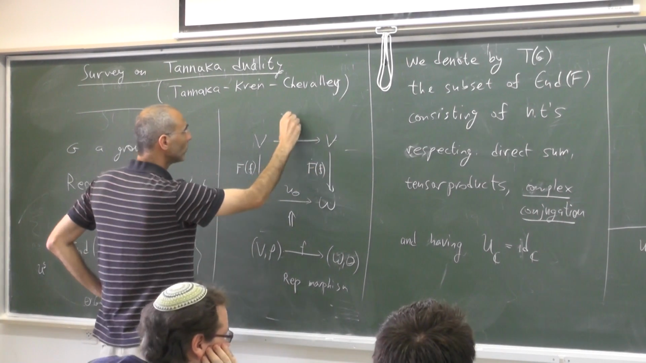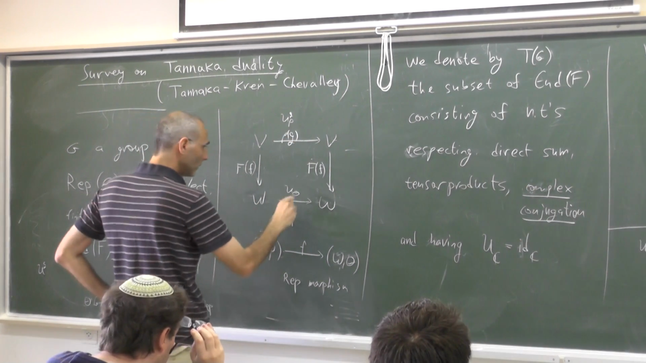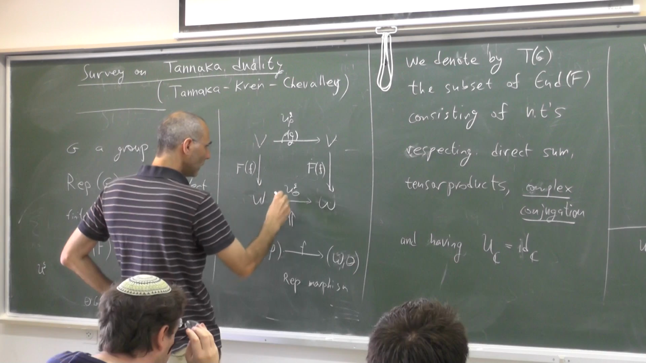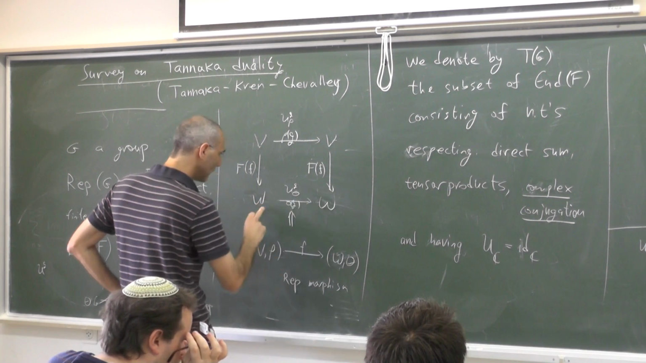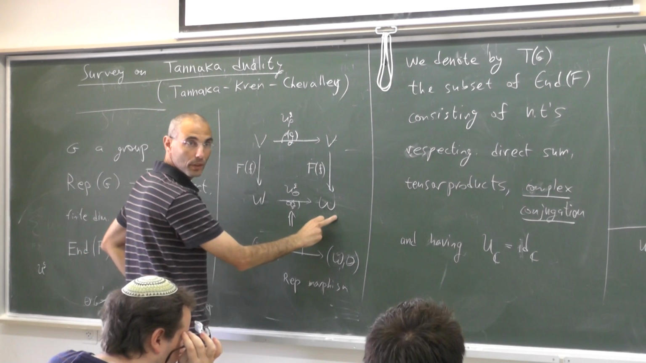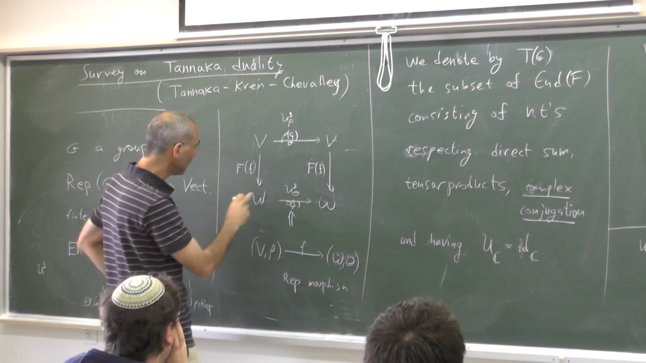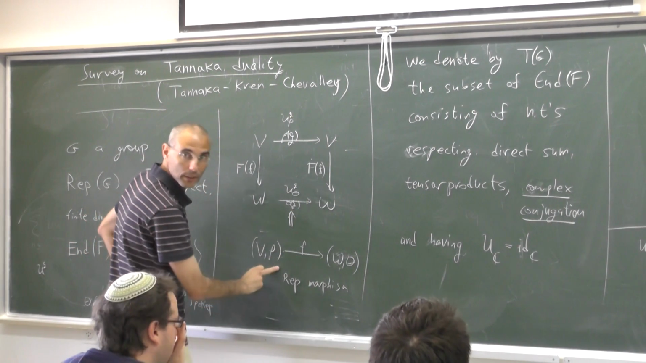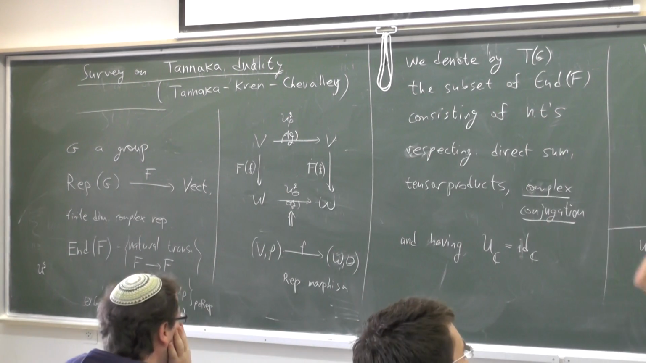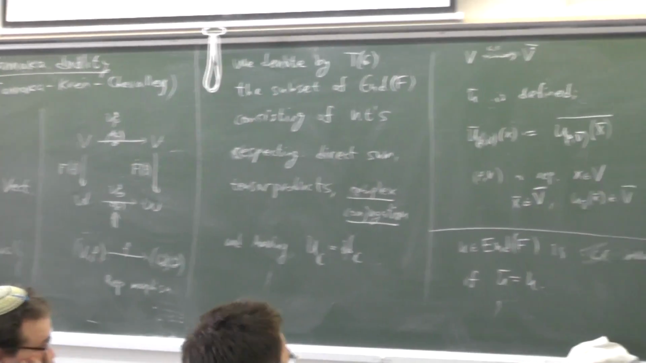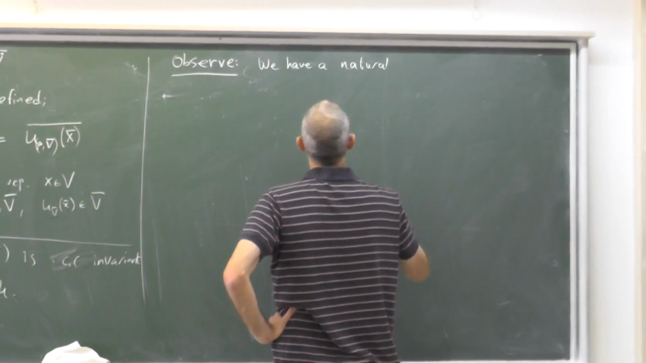And so this would be U_g rho, I guess I should write it like that. And U_g theta will be theta g. This is an element from W to W. And this will be commuting by the fact that this F here is an intertwiner between these two representations. So we have a natural map, which is easily seen to be a homomorphism.